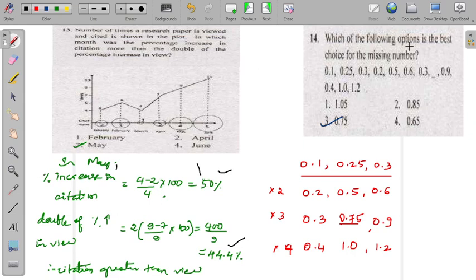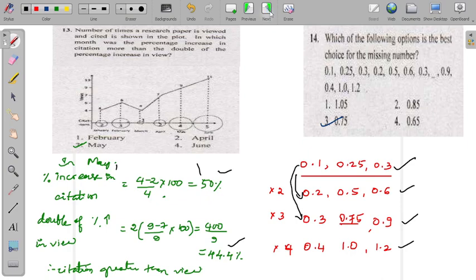14th question, which of the following options is the best choice for the missing number? See, 0.1, 0.25, 0.3; then 0.2, 0.5, 0.6; then 0.3, 0.9; and 0.4, 1, and 1.2. When you look into this, to get the second row from the first, they have multiplied by 2. To get the third, we have to multiply by 3. To get the fourth, we have to multiply by 4. So it is 0.2, 0.5, here 0.6. Then similarly with the 3, 0.25 into 3 is 0.75. So the third option is the answer.